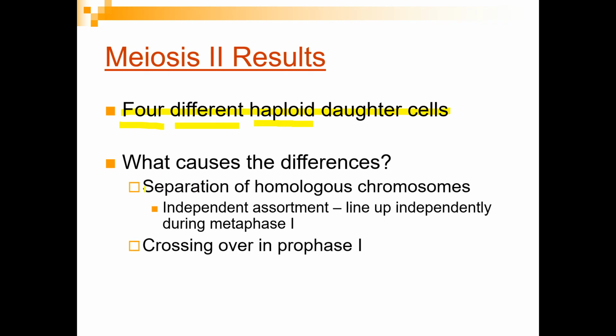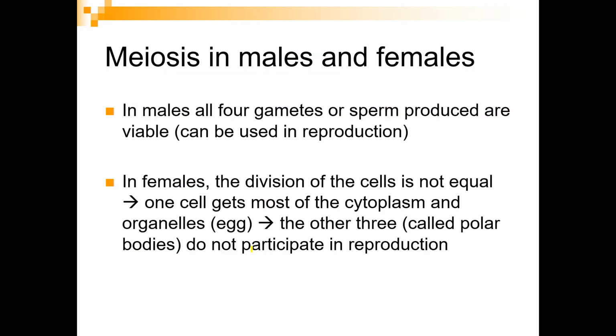So what causes the differences? That independent assortment. So remember that in metaphase 1, they line up in pairs. It doesn't matter which one goes left, which one goes right, okay? So that's going to be a unique lining up, and that's going to lead to a unique combination of mom and dad chromosomes. And then we also had crossing over that occurred in prophase 1. And between the 2, every gamete is going to be a very unique combination.